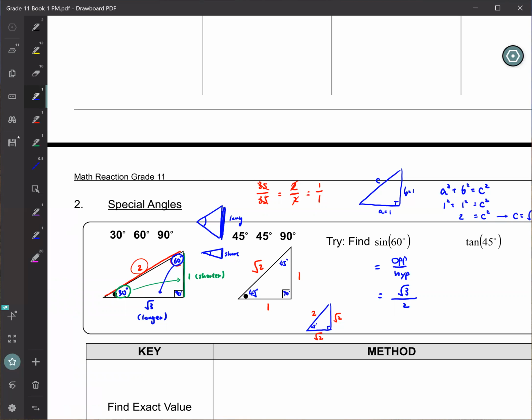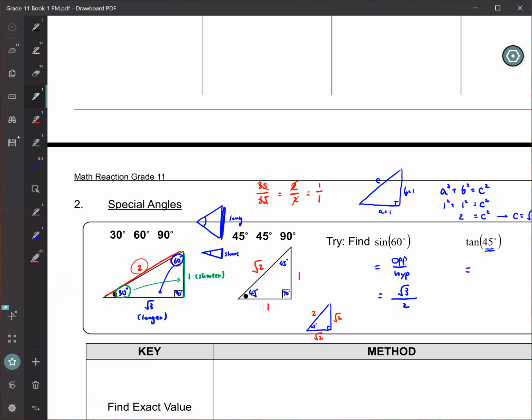Now, if you see an angle that's 45-degree, then you look at the second picture, right? 45-degree is the isosceles. And we're doing tangent this time. All right. So what's the answer for tangent 45?